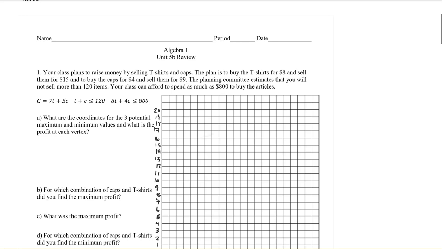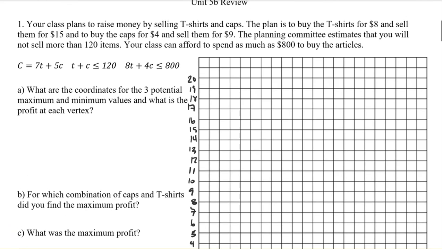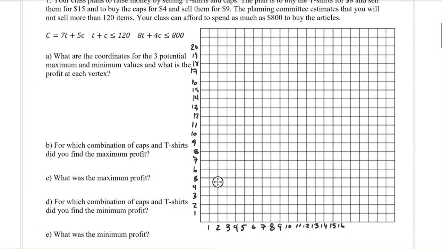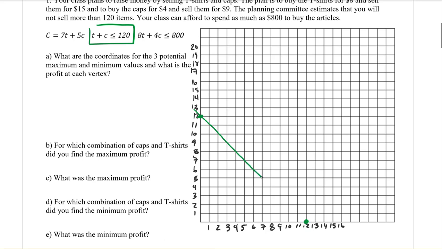Okay, this is Unit 5B review. Our first problem gives us some information. We've got some constraints. Our first constraint, t plus c less than or equal to 100. So I've got a t-intercept of 120 and a c-intercept of 120. So that means that we're going to go from one point to the next.